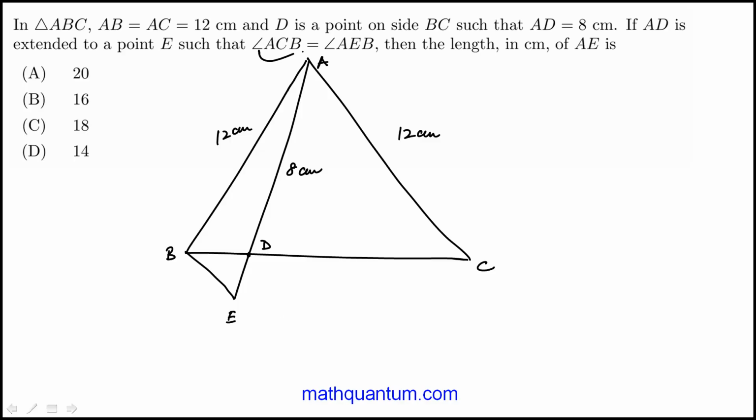This is a hard question. We'll start with this relationship: angle ACB, which is that angle, and I'll call that theta, is equal to AEB. So that's theta. Now, this angle is also theta because this is an isosceles triangle. These two are both equal to 12 centimeters.